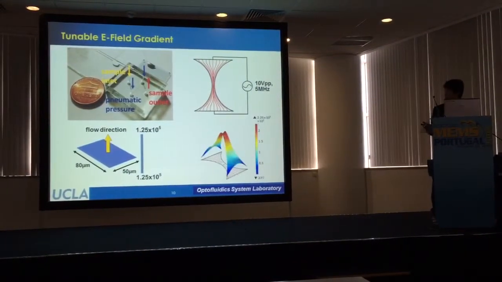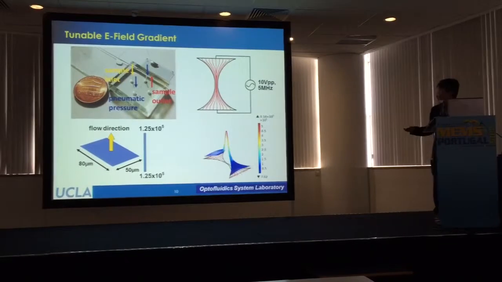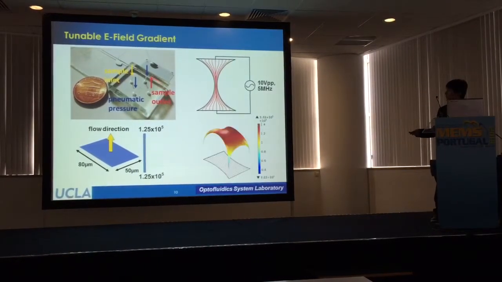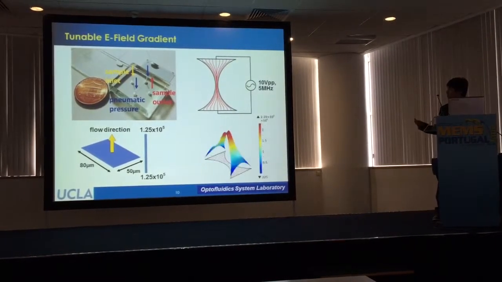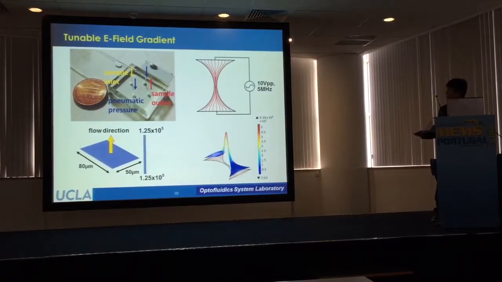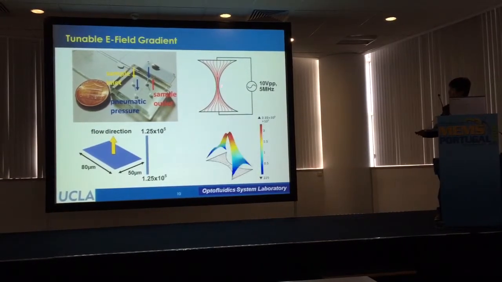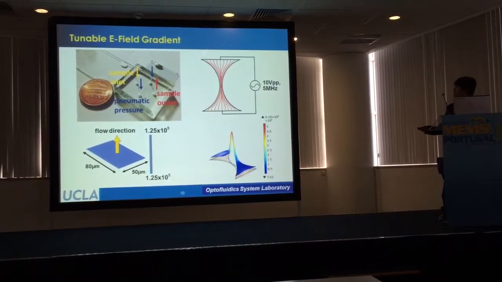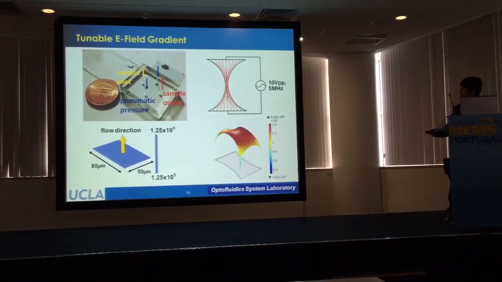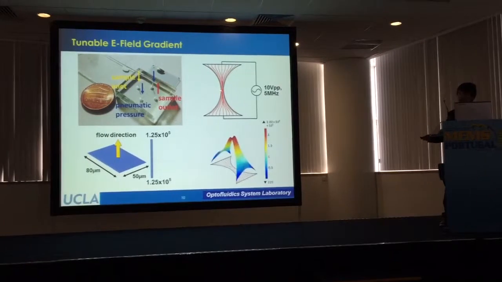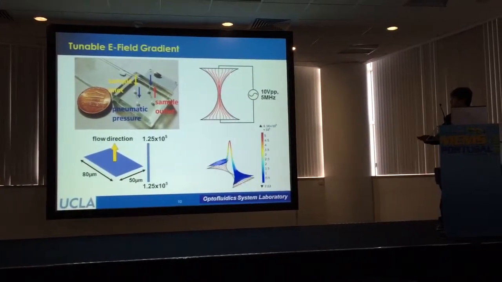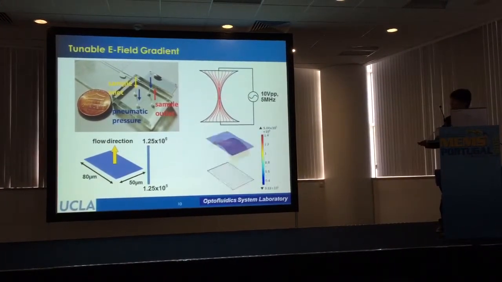So this is a fabricated device which has one simple inlet, one simple outlet, and two pneumatic pressure channels to control the sidewall profile. As you can see to the right, as you change the cross-section of the geometry, all the E-field lines will cross at the neck, and this is where the highest E-field strength is. And also this is right at the middle of the channel.